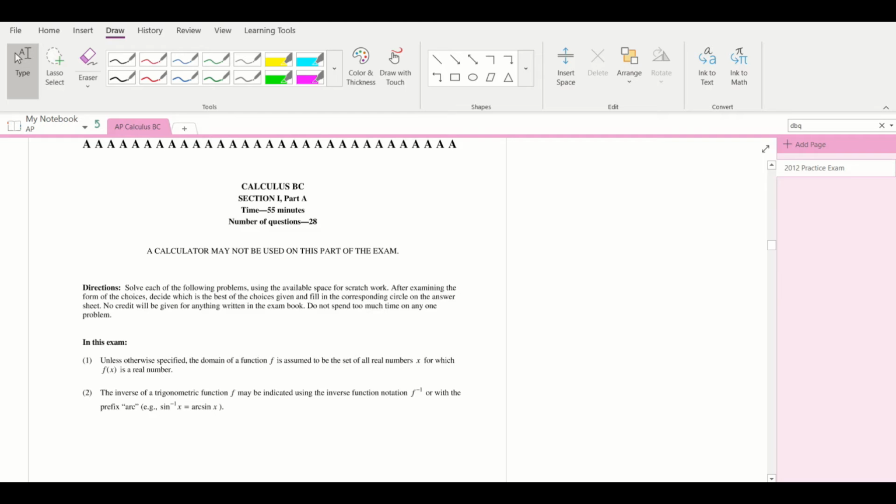Okay, today I will be doing the AP Calculus BC exam, the 2012 practice exam. This part is the Section 1 Part A, which is just the non-calculator multiple choice portion. Before we get started, there's a few tips I want to say.